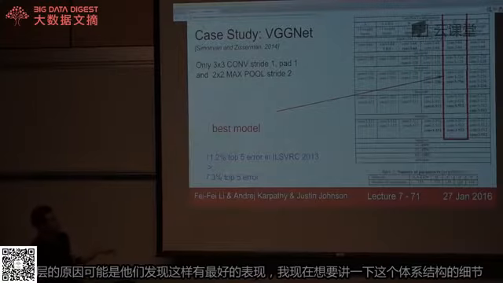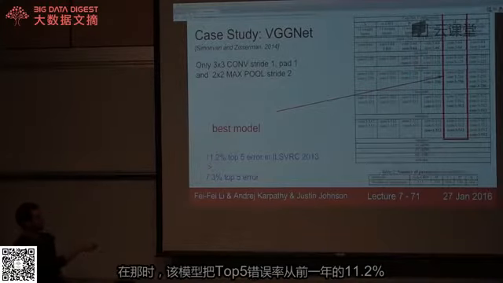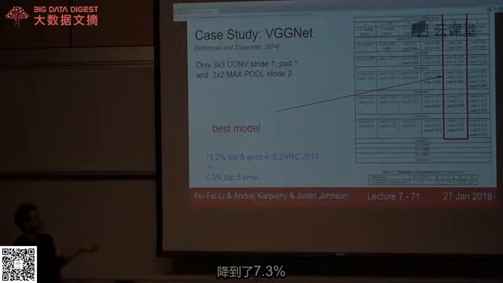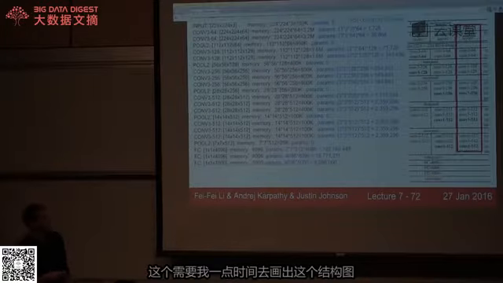I'm going to go into some of the details of this architecture. I'd just like to point out that their error went down from 11.2%, which was the previous year, to 7.3% error at this point. I'm going to step through this architecture now.